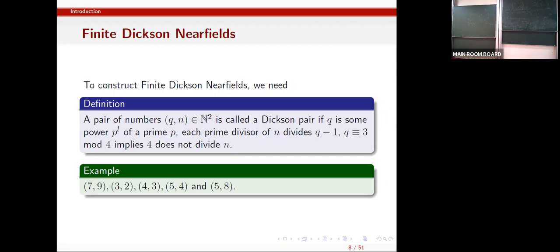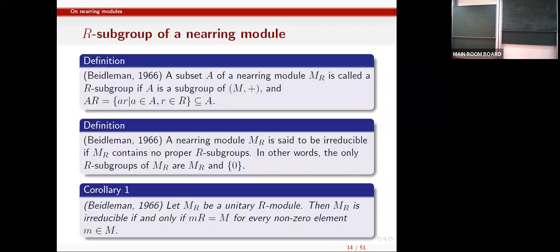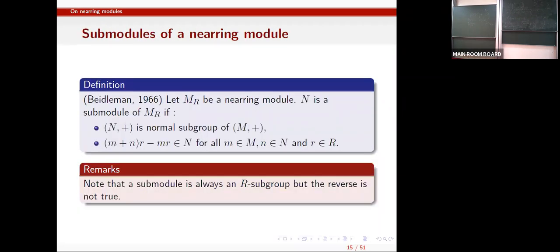Yes, it is a similar thing, but we make some difference because the right distributive law does not hold in that case. That's why we derive what we call the R-subgroup and then the submodule. So this submodule takes into consideration the distributive law that was omitted.